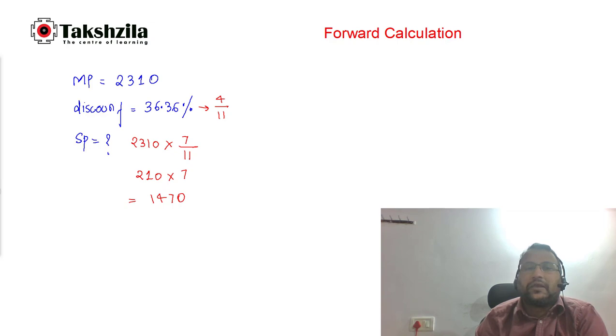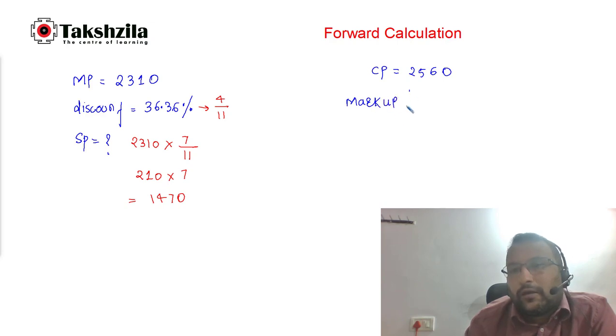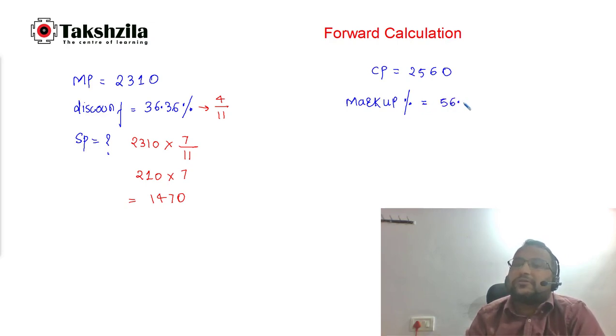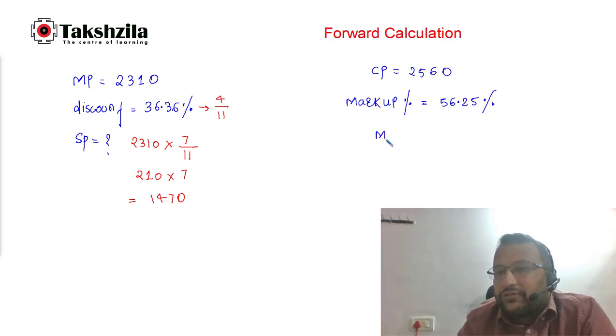After this, if I say the cost price is 2560 and the markup percent is, let's say, 56.25%, we need to find the mark price of that article.